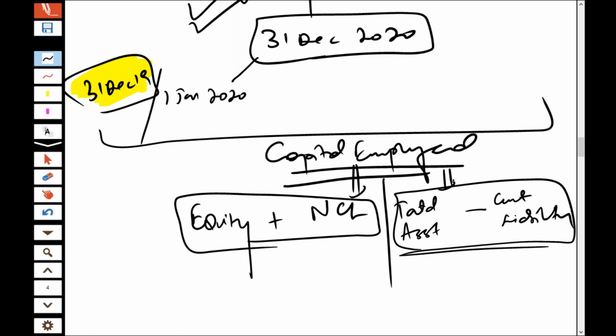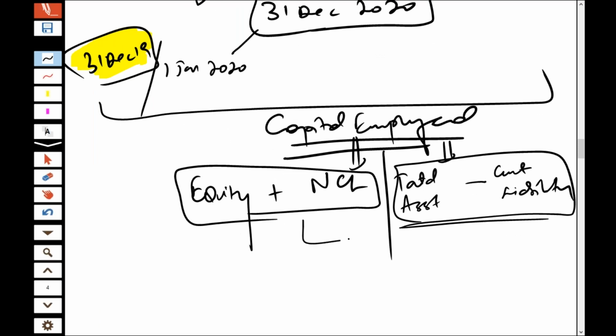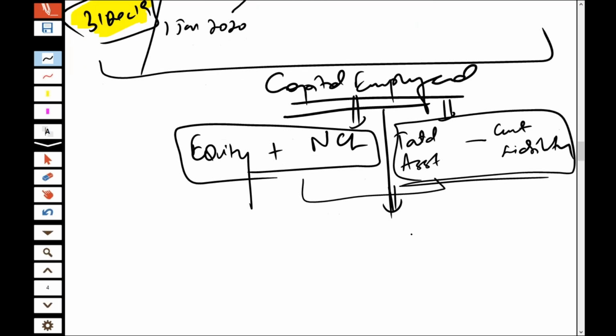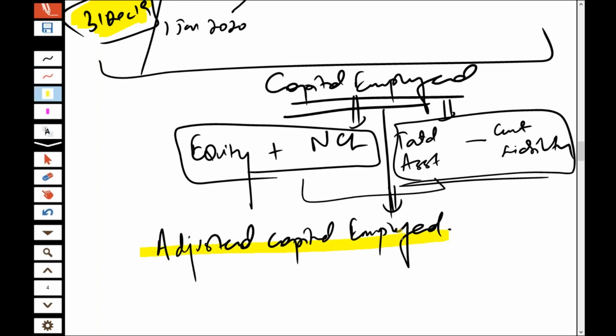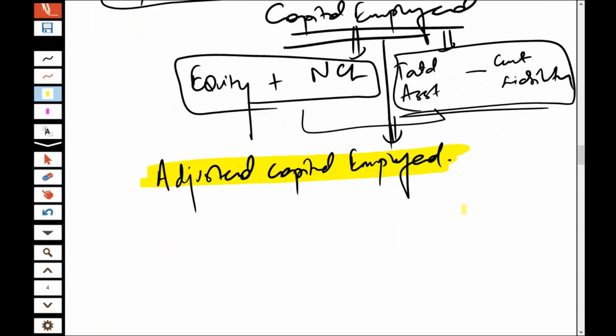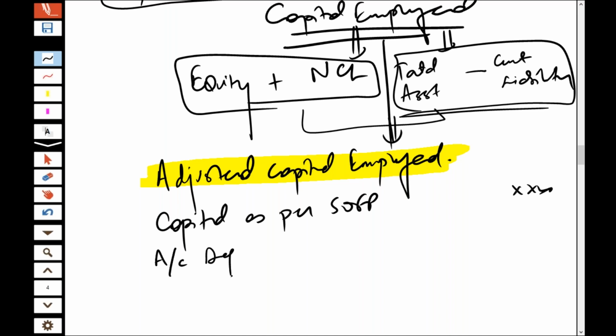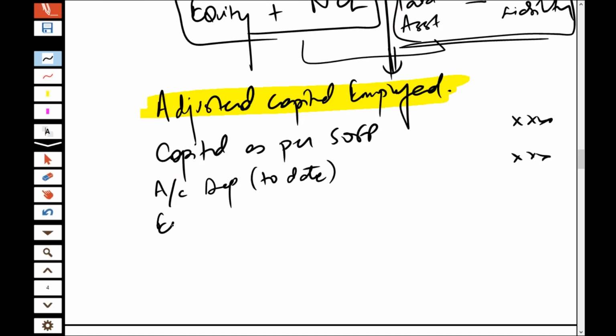Now, let's move a bit forward. Let's discuss further. What you need to do is calculate the adjusted capital employed. What exactly do you mean by this adjusted capital employed for the EVA calculation? The adjusted capital employed means the capital as per the balance sheet, then you add accounting depreciation to date. To date is from the day when the entity has started operation. Economic depreciation to date, that is from the date the entity has started operation.